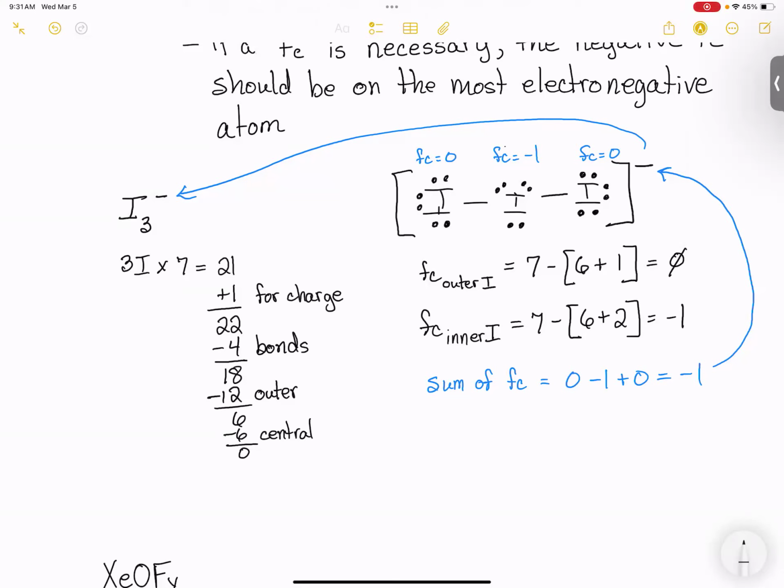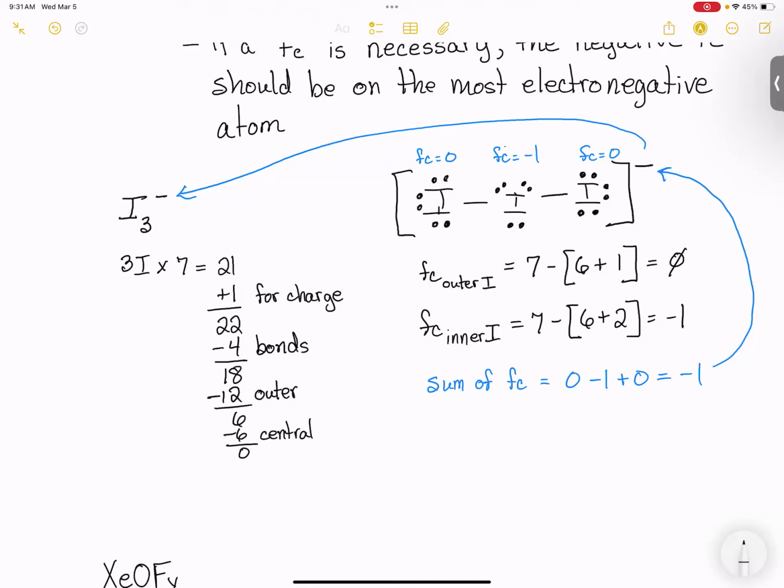Step number 1 is to determine your total valence electrons. We had 3 iodines. Iodine is in group 17, so each iodine contributes 7 valence electrons for a total of 21 electrons from the iodines. You have to take into account charges when determining your total valence electrons. So we added 1 additional electron due to the charge to our total valence electrons to get 22 valence electrons.